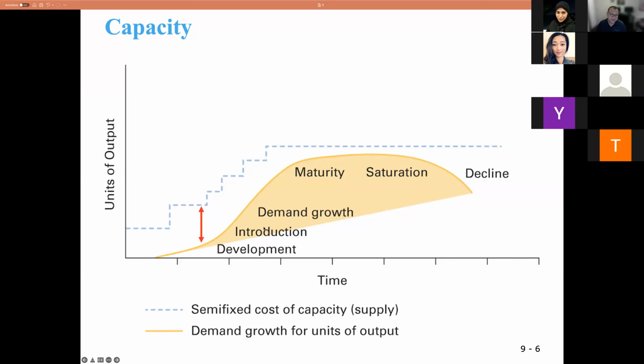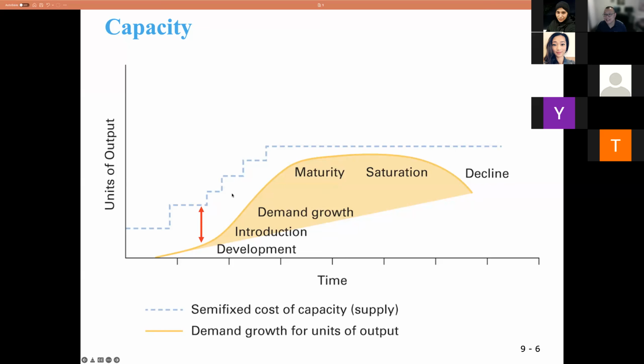And then, you have more customers coming in, and you're getting busier, and the units of output is increasing, right? You can see this curve. The demand is increasing. So that means you have to provide enough supply on your side. So therefore, you have to keep investing into the resources.